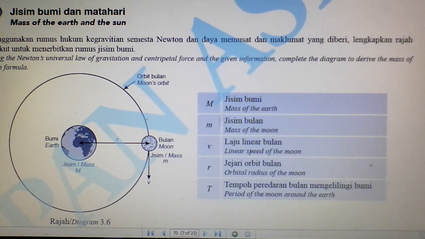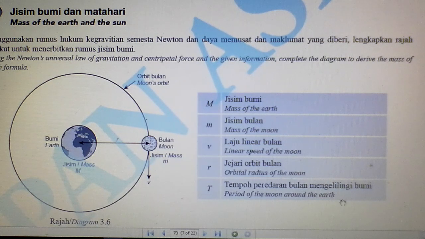I hope you are familiar with these symbols. Capital M, mass of the Earth, small m, mass of the Moon. V, linear speed of the Moon. The linear speed is this value, the speed that keeps changing direction every time the object orbits around the Earth. Small r, orbital radius of the Moon from center to center. This is the orbital radius.